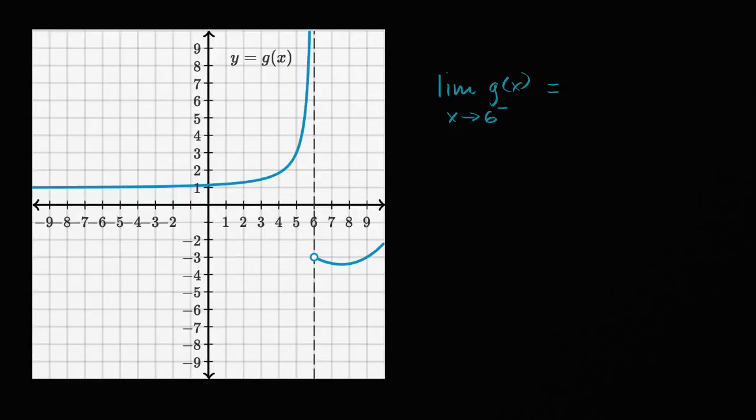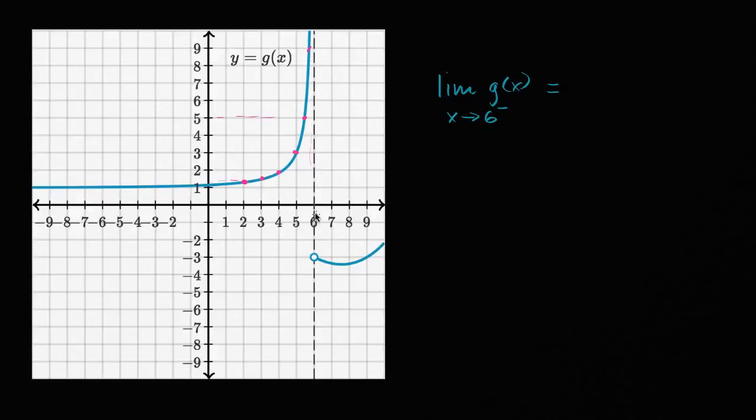Well, to think about this, let's just take different x values that approach 6 from the left and look at what the values of the function are. So g of 2 looks like it's a little bit more than 1. g of 3, it's a little bit more than that. g of 4 looks like it's a little under 2. g of 5, it looks like it's around 3. g of 5.5 looks like it's around 5. g of, let's say, 5.75 looks like it's like 9.